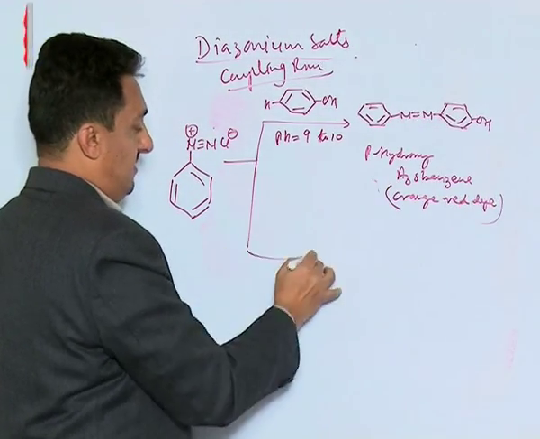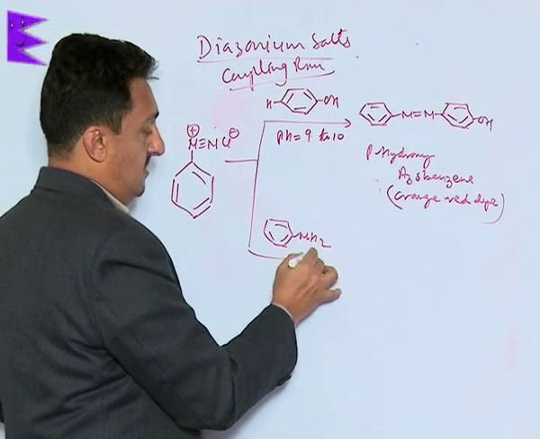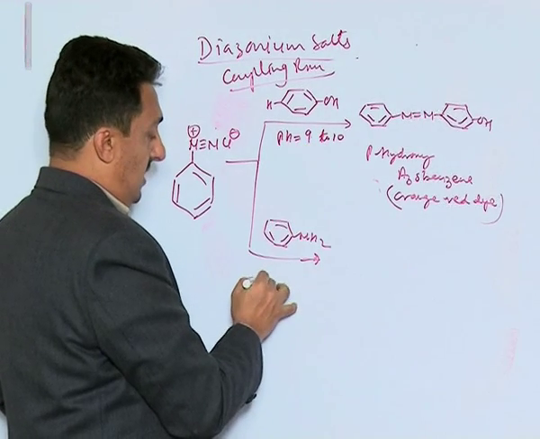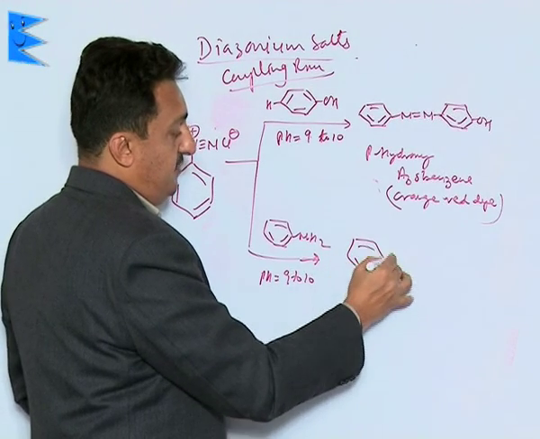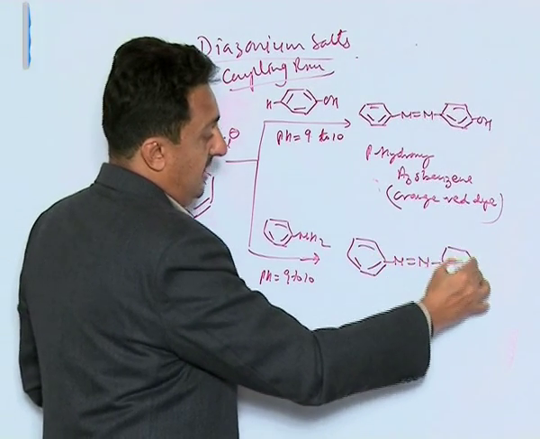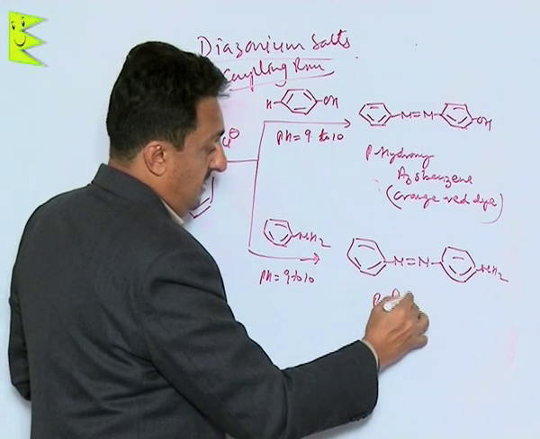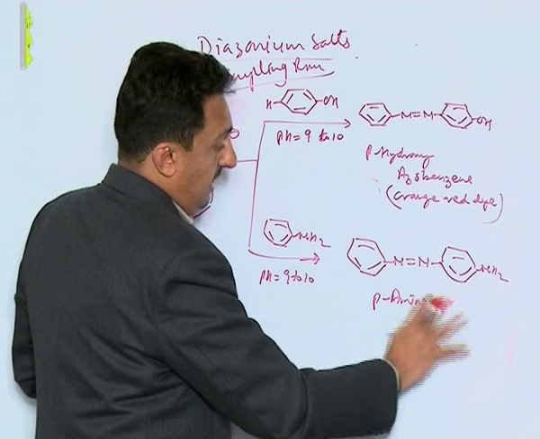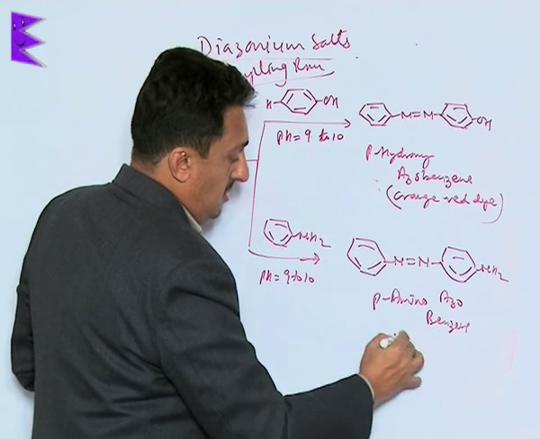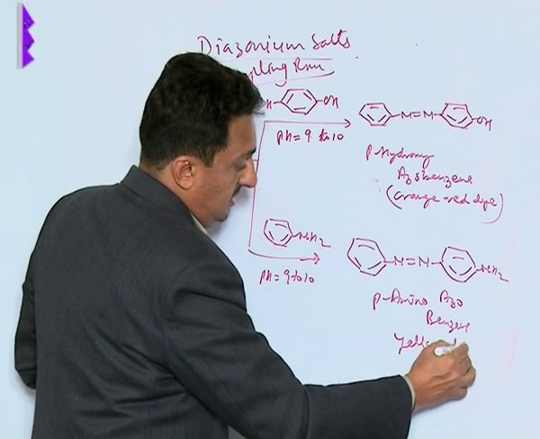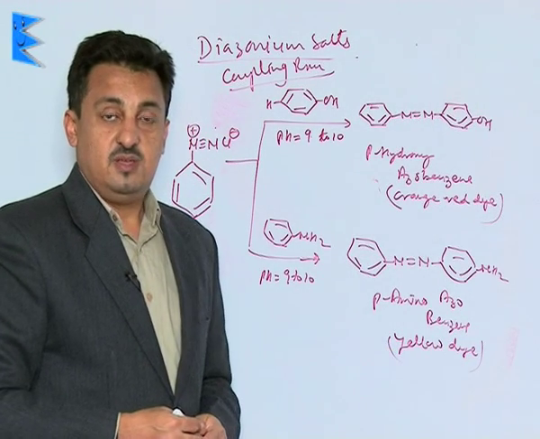If in place of this we use aniline in place of phenol, again at a pH of 9 to 10, electrophilic substitution takes place on aniline at para position, and what we get is para-aminoazobenzene, which is a yellow dye. So this is how we have the different reactions of diazonium salts.